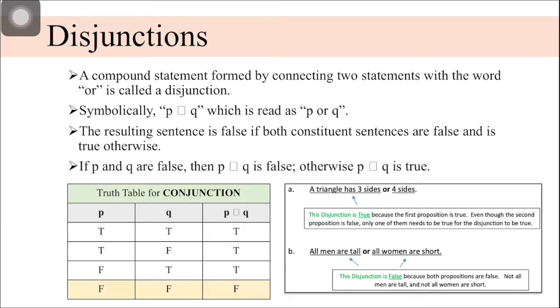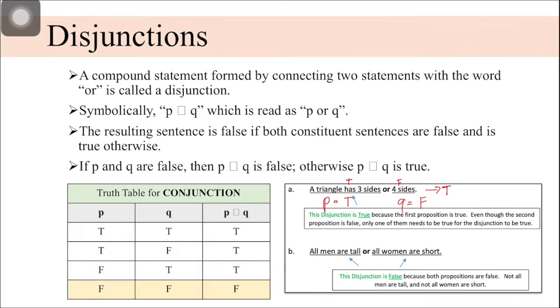So, let's have another example. A triangle has 3 sides or 4 sides. Is it true or false? So, the triangle has 3 sides. So, this is the P statement. This is true because a triangle has 3 sides. Another statement here, Q, a triangle has 4 sides. This is false. So, the resulting sentence is true, because a triangle has 3 sides. This is true and this is false.